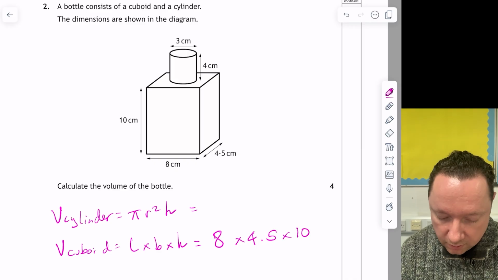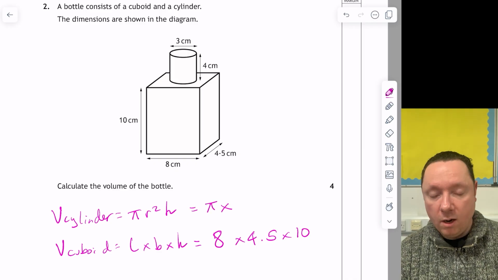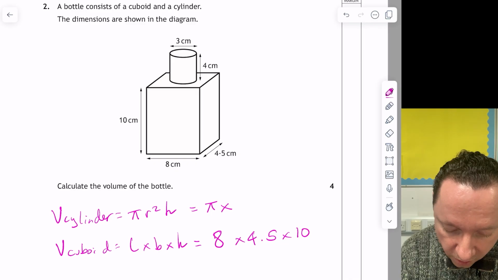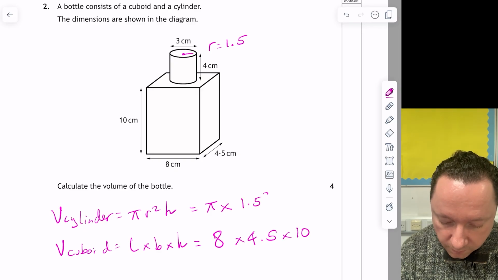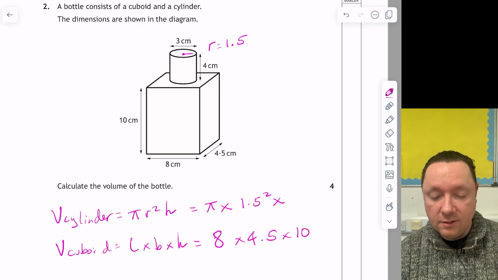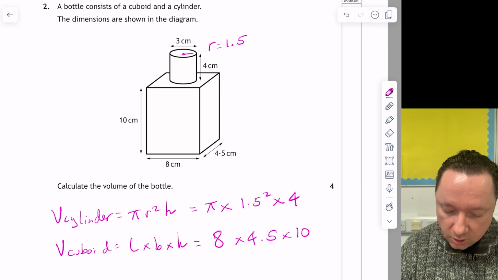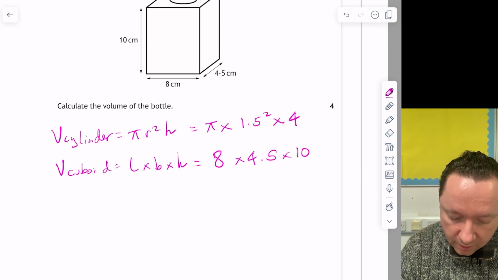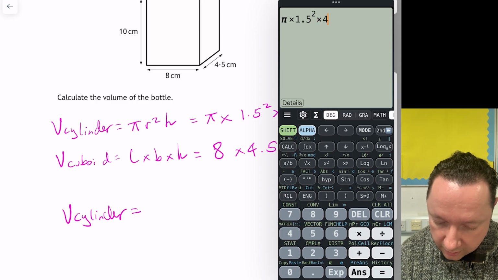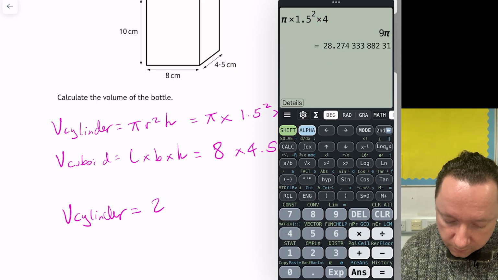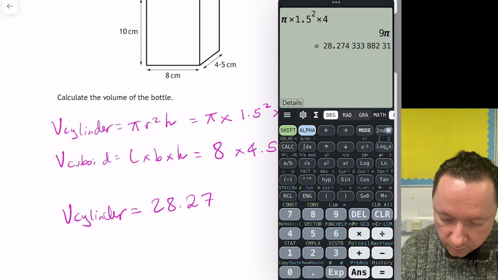And for our cylinder, it's pi times, now we need to work out what r is. Well, we know the diameter is 3, so r is half the diameter, so r is 1.5. So 1.5 squared, and then times by the height of the cylinder, which is 4. So let's work out our two sums separately. So volume of the cylinder, pi times 1.5 squared times 4 is 28.274. Not going to round too much, but that will do there.